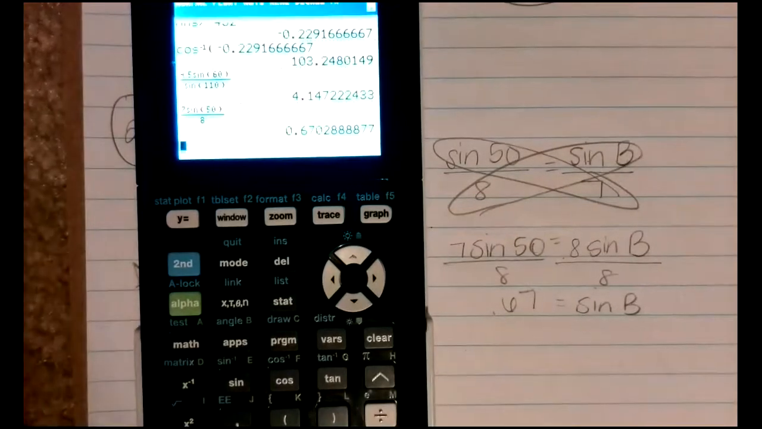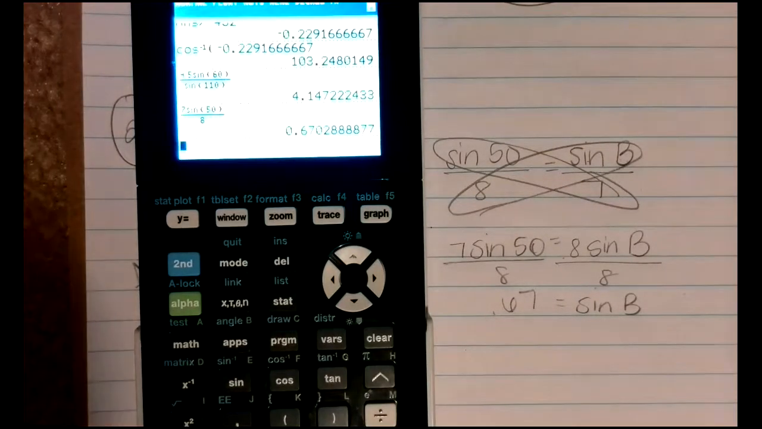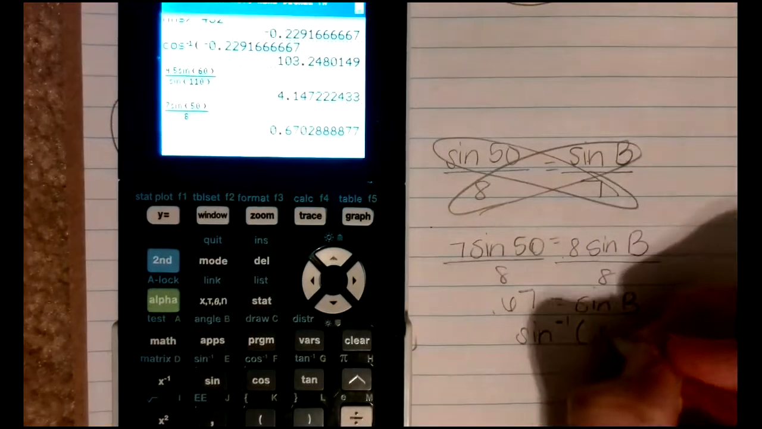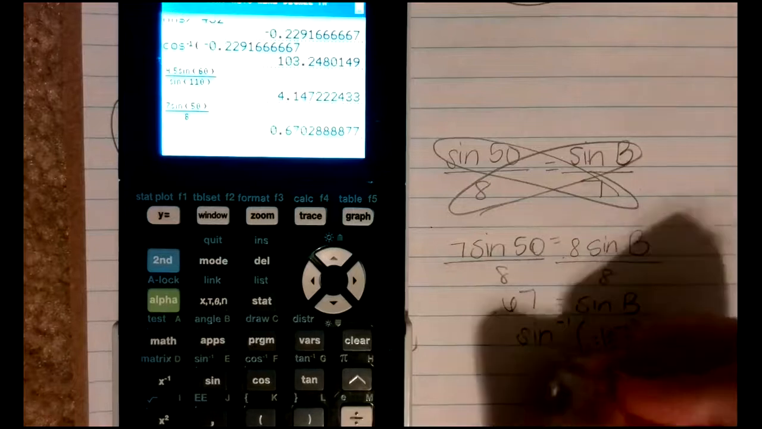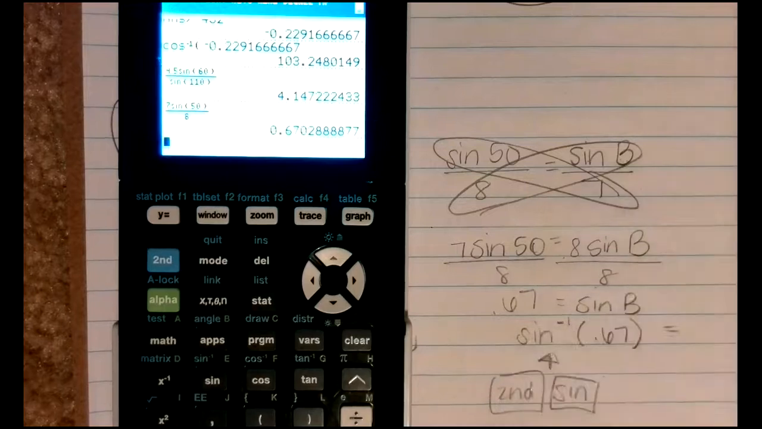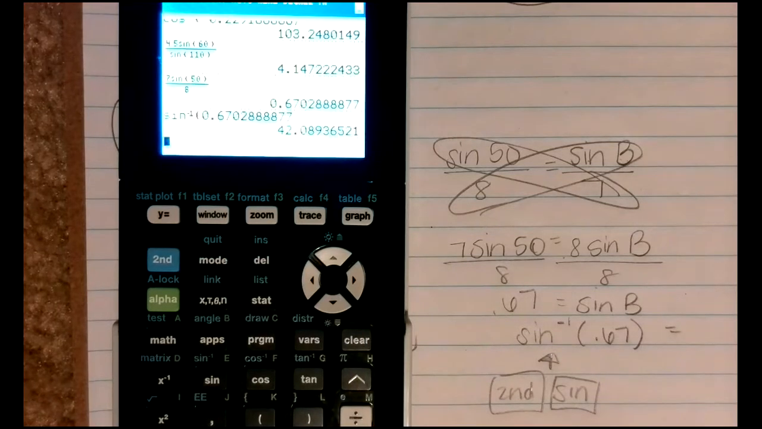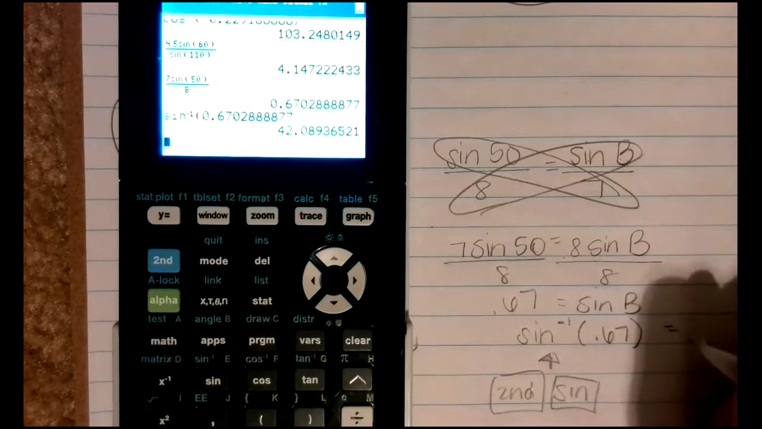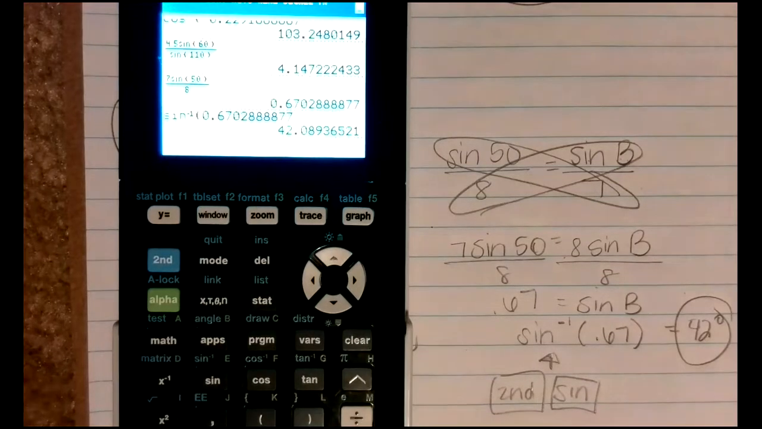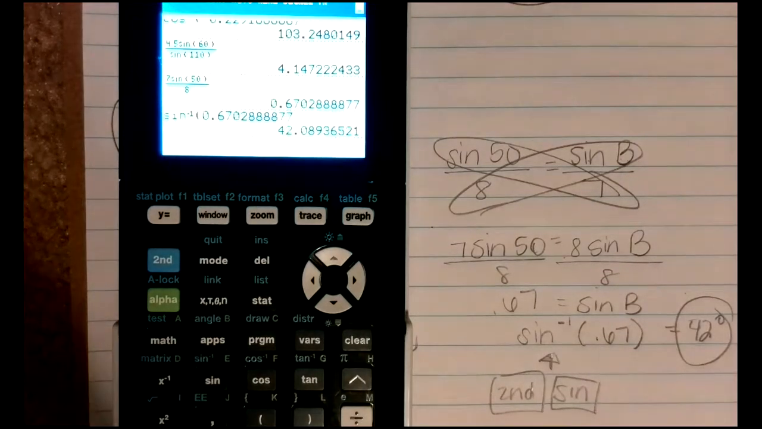So anytime you're solving for an angle, you have to do the inverse, or in your calculator, you have to do second sine. So what you're really doing is you're finding the inverse sine of 0.67. In your calculator, that means you hit second sine. And then I just like to arrow up and hit enter and use the entire decimal that was there. So if I do inverse sine of that decimal, I get about 42 degrees. A lot of times for angles, they will round to the nearest whole number.